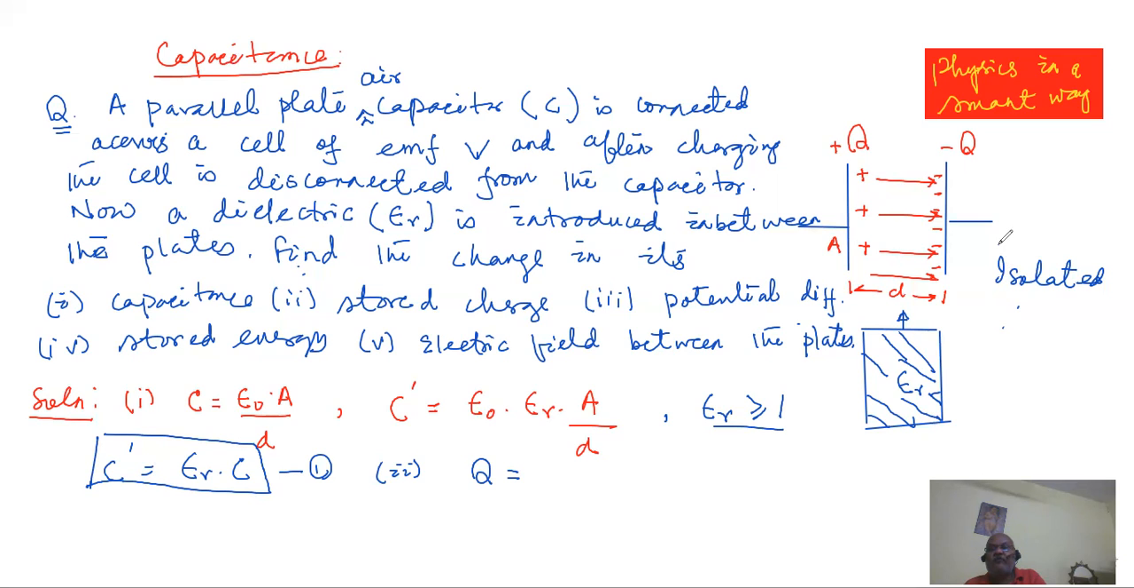So here, after charging, the battery is removed and the capacitor is isolated. In an electrically isolated system, the charge remains constant. Whatever charge was there cannot flow out, neither can any outside charge come in. So thereby Q will be equal to Q dash. That is our second conclusion.